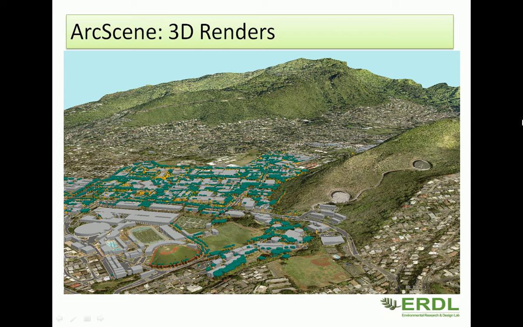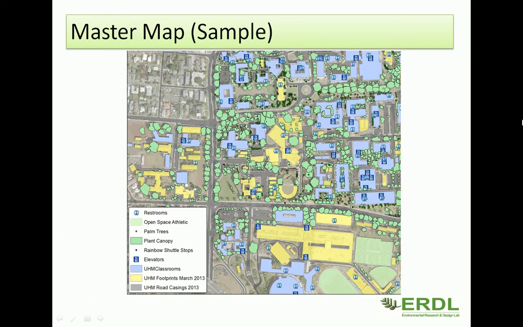So this is another look at the 3D render. You can zoom in and out with the camera. Here is a sample of our master map so far. These are the layers loaded here. Restrooms, Dana did this. Open space and athletic is from the CAD file or landscaping? No, it was already there, from one of our maps that we had.